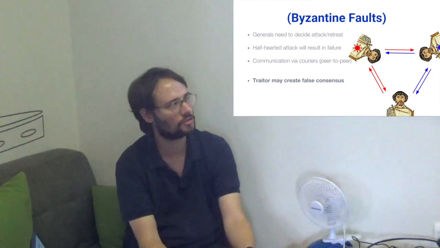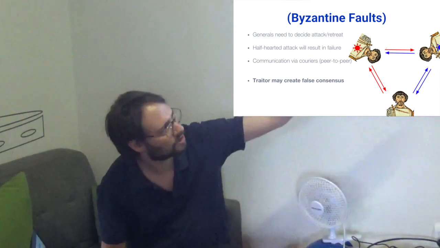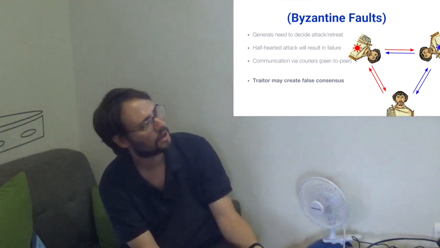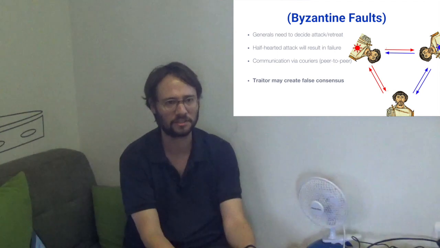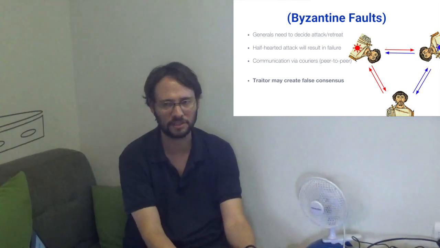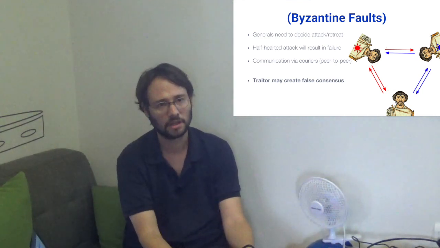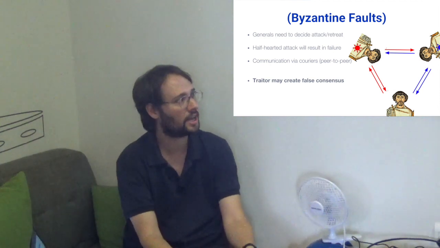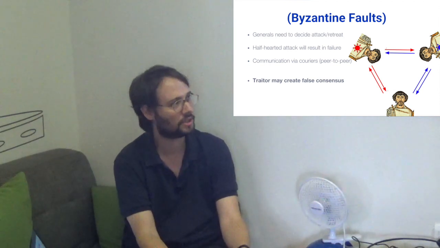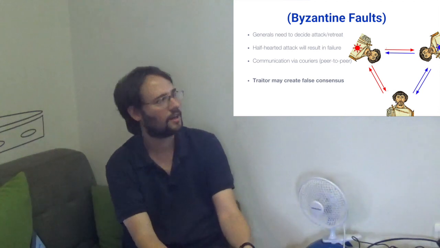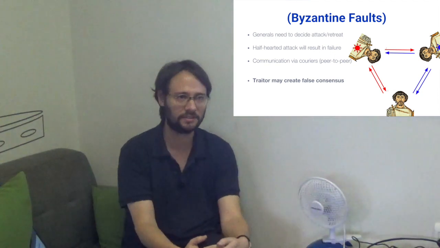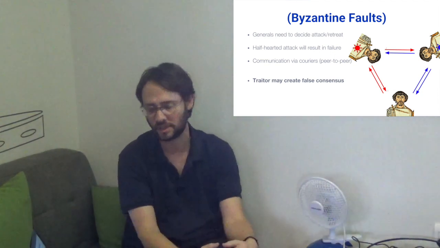He creates false consensus. So the red general wants to attack, and he thinks the traitor wants to also attack. And the blue general wants to retreat, and he thinks the traitor also intends to retreat. So each of the non-traitors thinks that there's a majority for whatever they want to do. And then what's actually going to happen is that the red general is going to attack, the blue general is going to retreat, and the traitor is going to stay and watch. So that's the more complicated fault that a consensus protocol needs to handle.